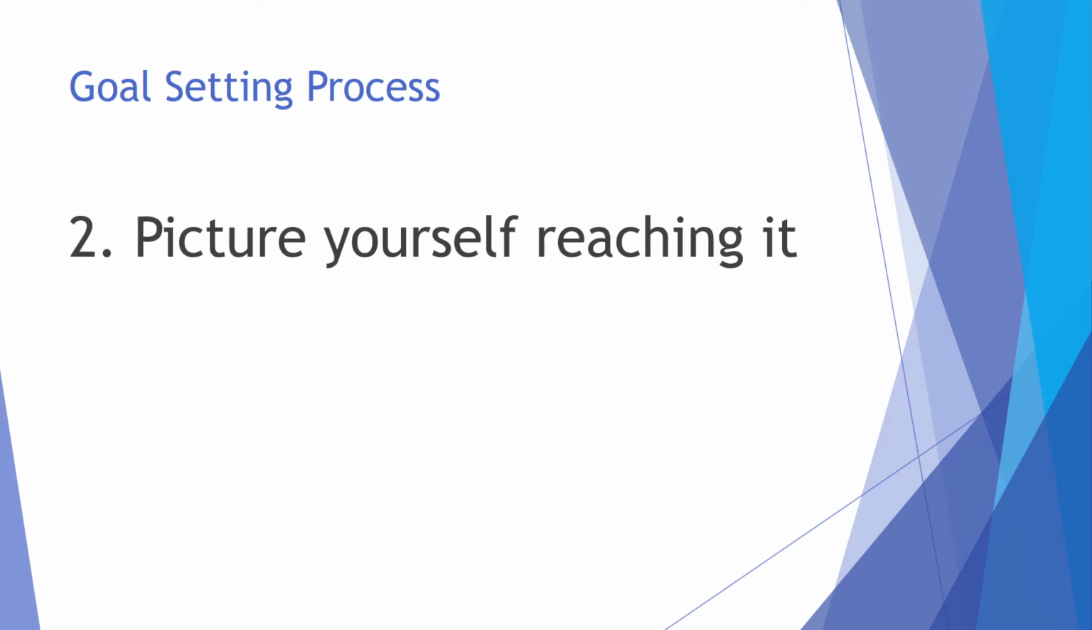Step 2 of the goal setting process is to picture yourself reaching it. Doing this will put you in a positive mindset and encourage you to do the work that is needed to reach your goal. After you picture yourself reaching it, you can move on to step 3, which is to say I can. Using positive self-talk such as I can do this will help you stay motivated to complete your goal. Steps 2 and 3 kind of go hand in hand, but they are important to help you stay positive and motivated throughout the goal setting process.